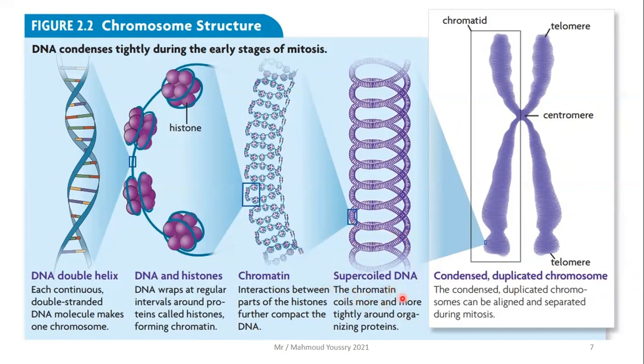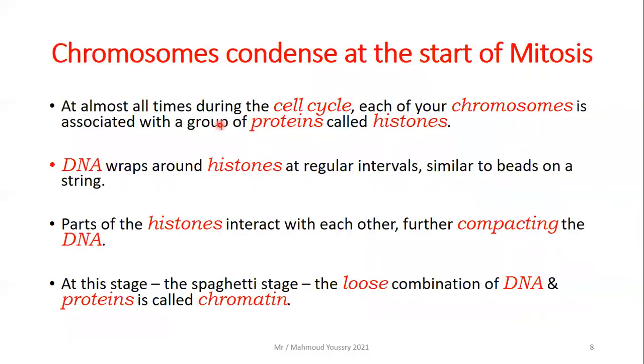The chromatin coils more and more tightly around organizing proteins. Then we get the condensed duplicated chromosome like this one on your right-hand side. The condensed duplicated chromosome can be aligned and separated during mitosis. So this is the one that can be aligned and separated during mitosis. This condensing and coiling around the proteins makes it easier for chromosomes to be separated during mitosis.